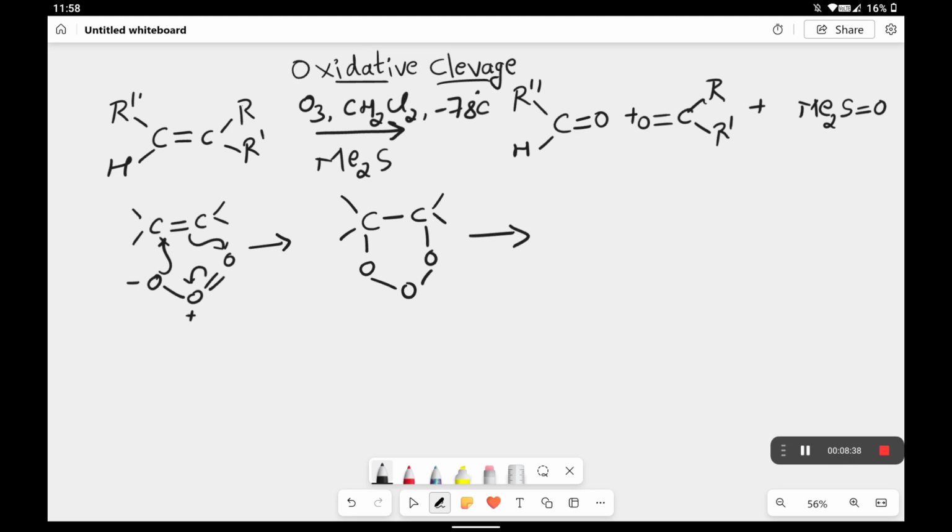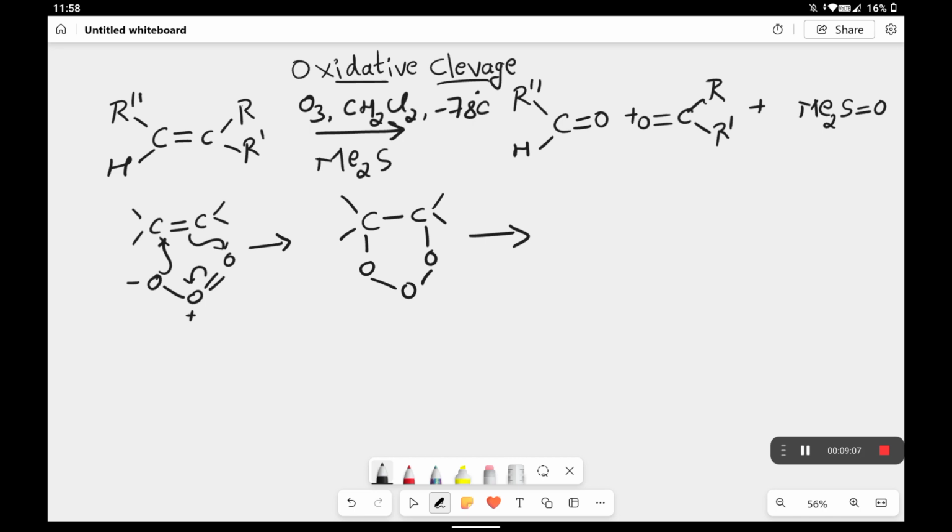Let us consider a general alkene, where the substituents are represented by R, R dash and R double dash. In this reaction, we are adding ozone at a temperature of -78 degrees centigrade. It is usually a very low temperature, and ozone is a stable molecule at that temperature, in the presence of dichloromethane.